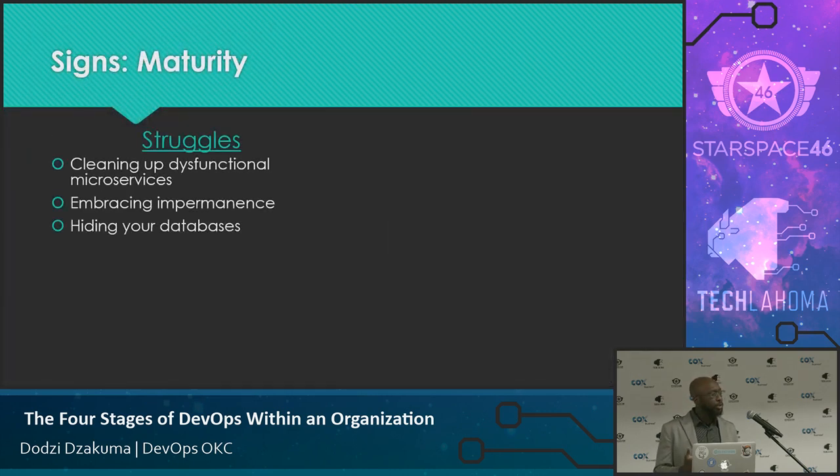These are the things that you're struggling with in maturity. Cleaning up dysfunctional microservices. So you've made your microservices, but some of them just don't work. They're slow. They might be these big monoliths still. We'll talk about that. You want to embrace impermanence. What do I mean by that?